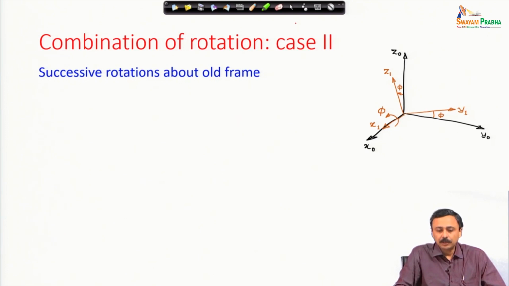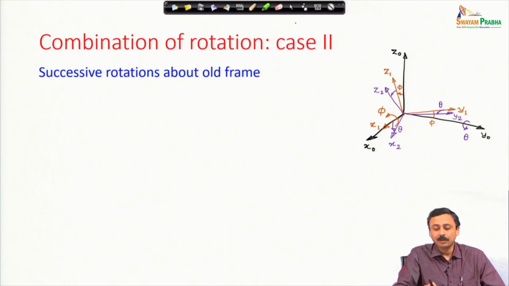Now, we look at a second case of combination of rotation. What happens if I give successive rotations about our old frame x0 y0 z0? Let us say the brown frame was initially coincident with the black frame. I gave a first rotation about x0, which is angle phi. The second rotation I give about y0. This is also very useful in certain applications.